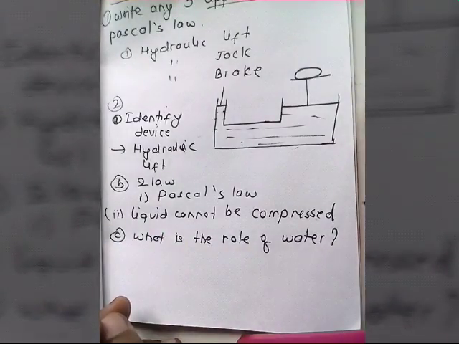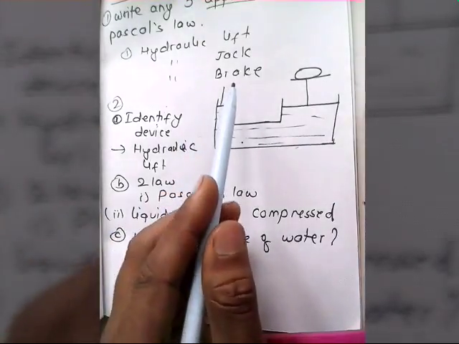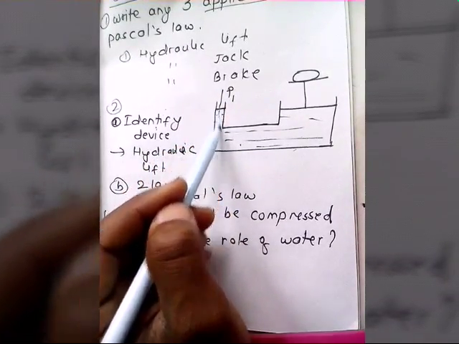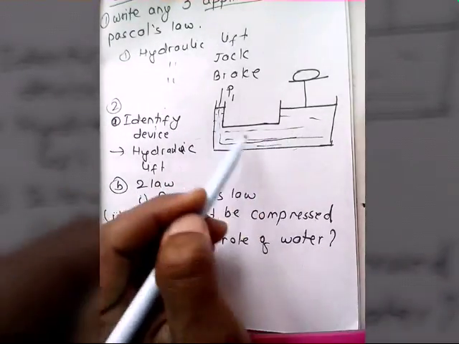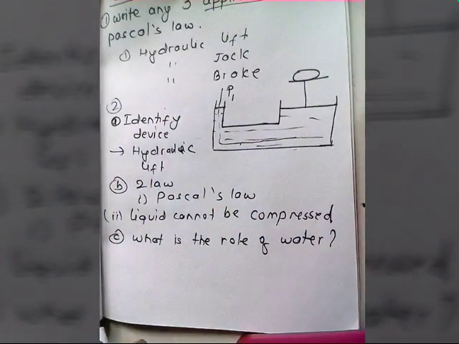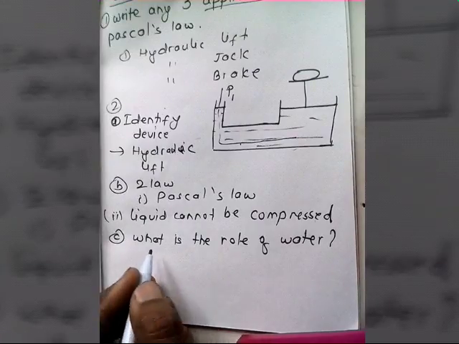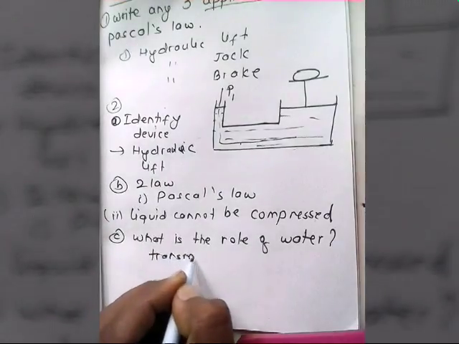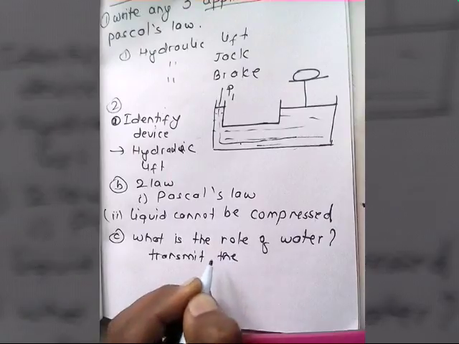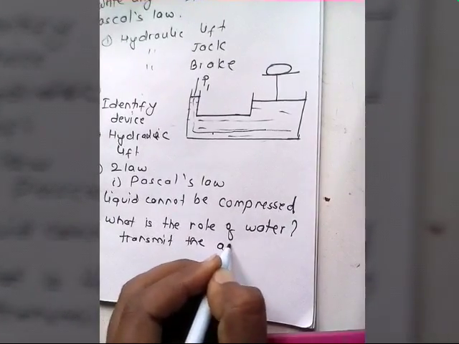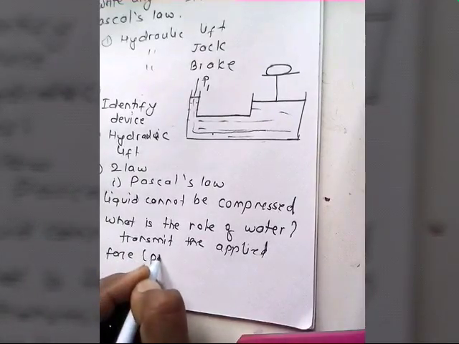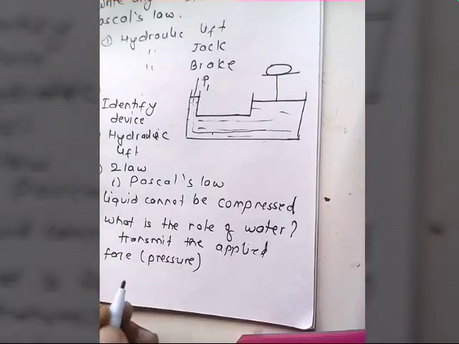Since water cannot be compressed, it helps to transmit the applied pressure. Let's consider the pressure that is applied over here to be P1. This pressure P1 is transmitted because of the liquid over here. So the liquid helps to transmit the applied pressure. So the role of water is that it helps to transmit the applied force, or you can say pressure.